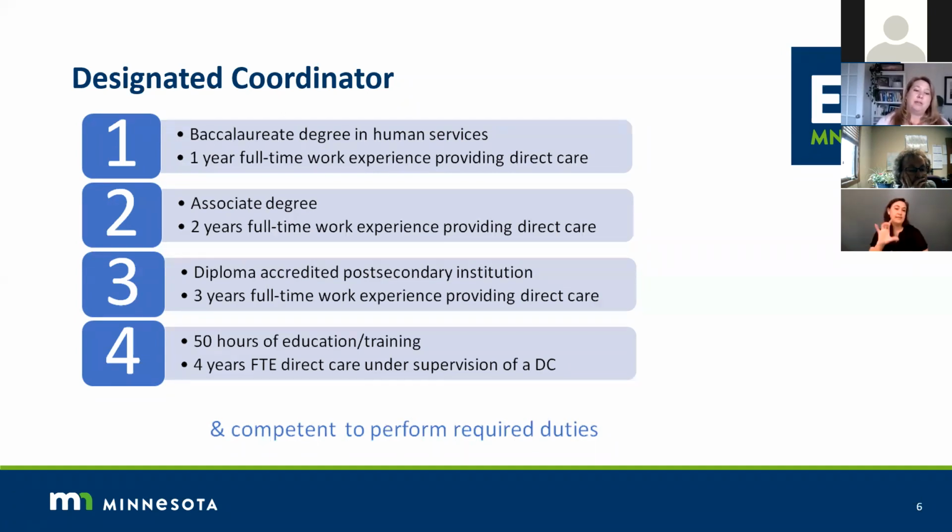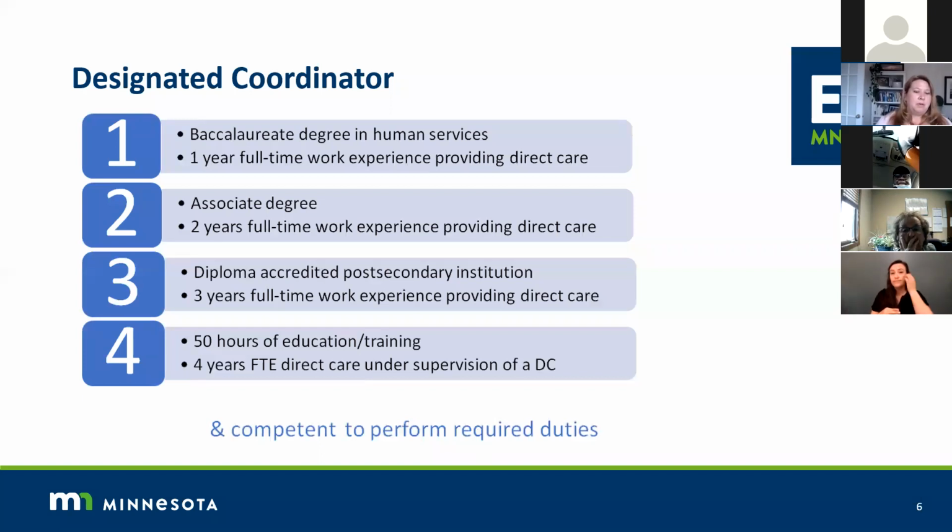And then the final option, people with 50 hours of education or training in the field. So it does not need to be college credit. It does not need to be a post-secondary institution. It could just be 50 hours of training that they receive from their provider that they work for, the employer, in topics around service delivery. So those 50 hours of training, and then you add on 4 years of full-time direct care experience, working with people, again, with disabilities or 65 years and older.